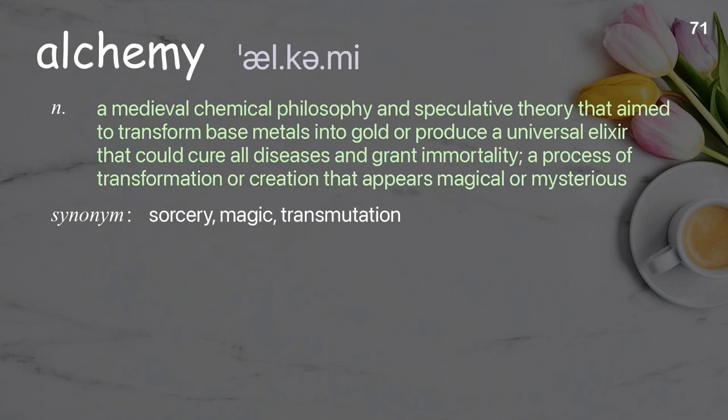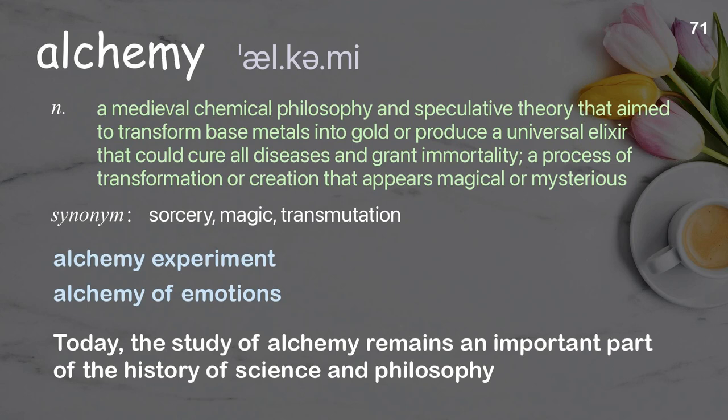Alchemy. A medieval chemical philosophy and speculative theory that aimed to transform base metals into gold or produce a universal elixir that could cure all diseases and grant immortality, a process of transformation or creation that appears magical or mysterious. Examples: Alchemy experiment, alchemy of emotions. Today, the study of alchemy remains an important part of the history of science and philosophy.